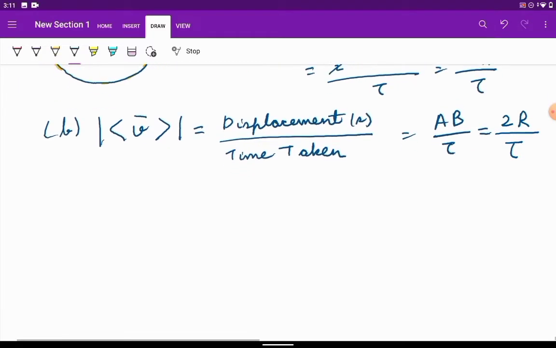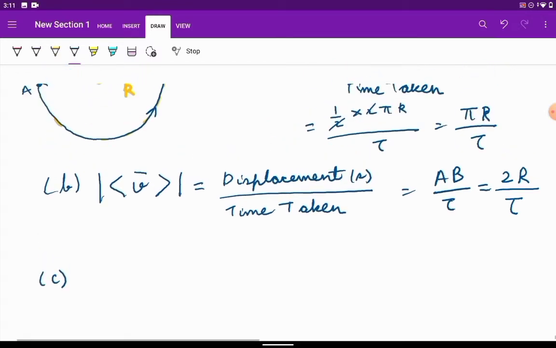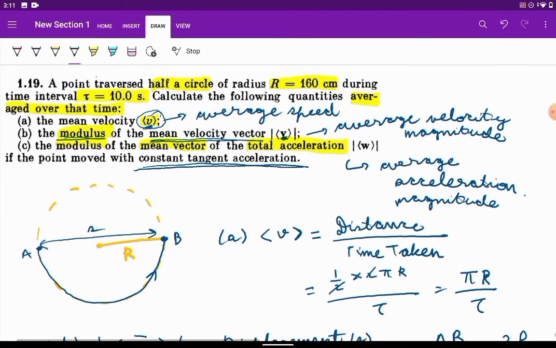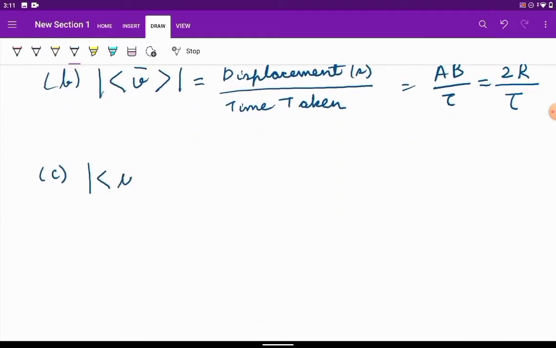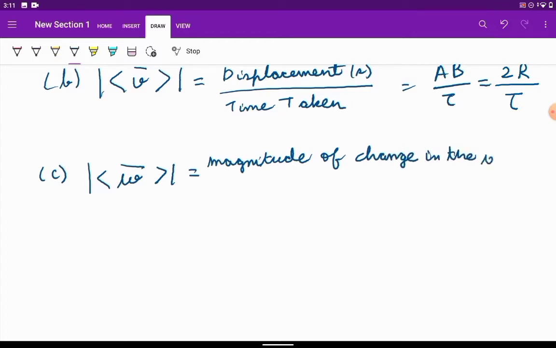Now, part C is the average acceleration magnitude. The average acceleration is basically the change in, or rather, to be clearer, the magnitude of the change in the velocity vector.